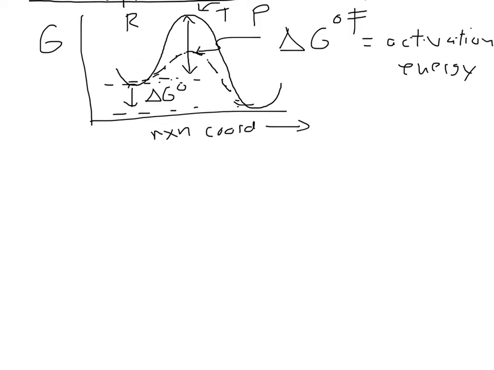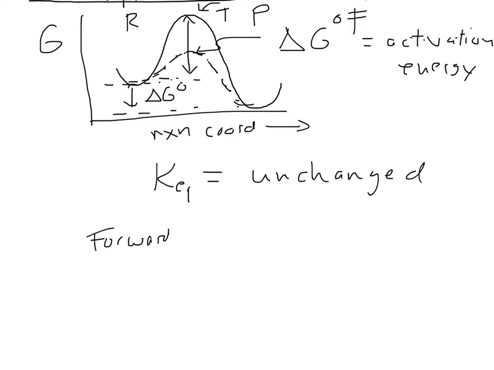So this leads to one important point, which is that the presence of an enzyme doesn't change the equilibrium constant. So the equilibrium constant here is unchanged. Both the forward and the reverse reactions are increased. The rates are increased here.